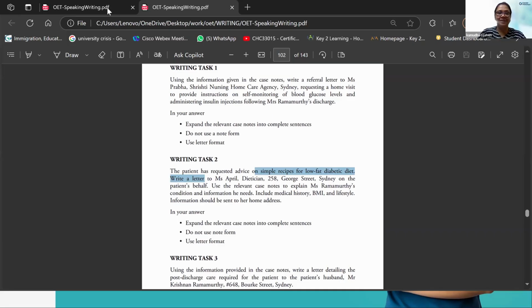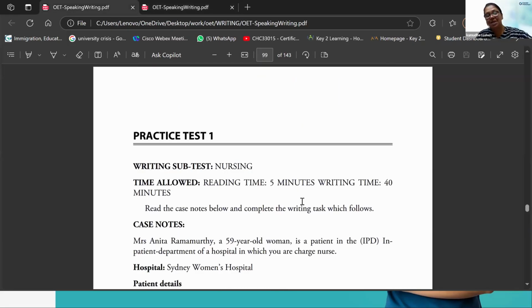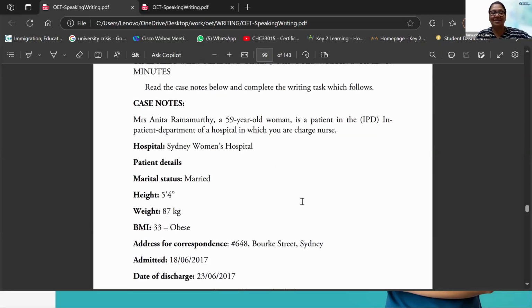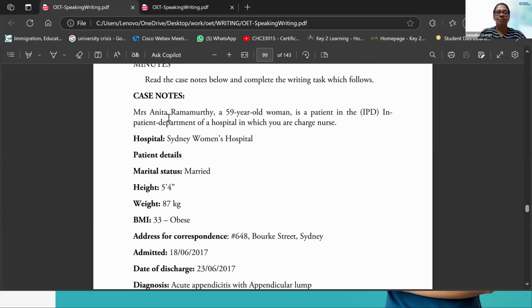First, let's go through these case notes. It is one single case notes with 3 writing tasks. This is only for practice. In the exam, you just get one writing task. Now, we understand, of course, the name of the patient, as Chris explained. Of course, it's very important.